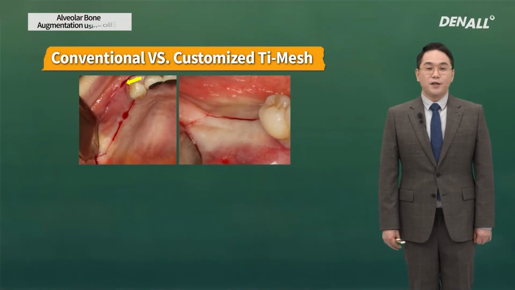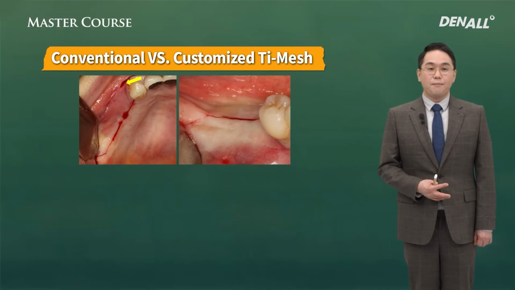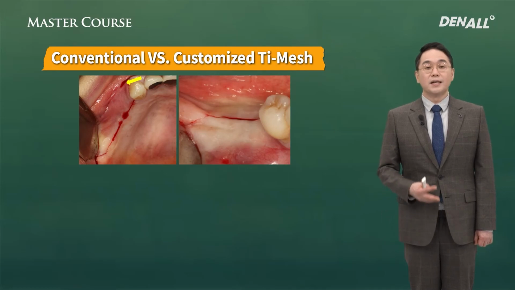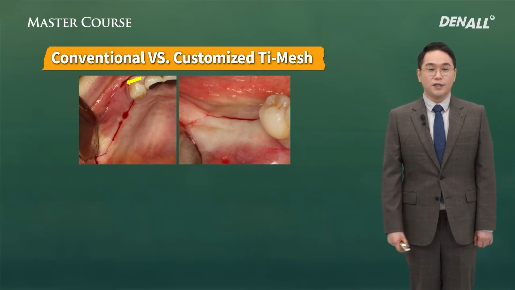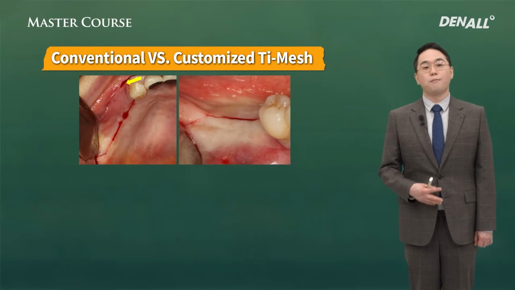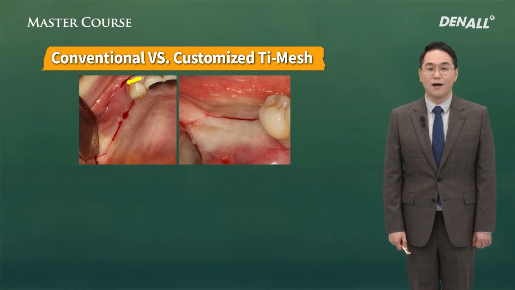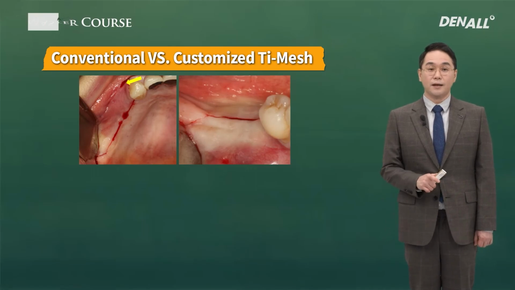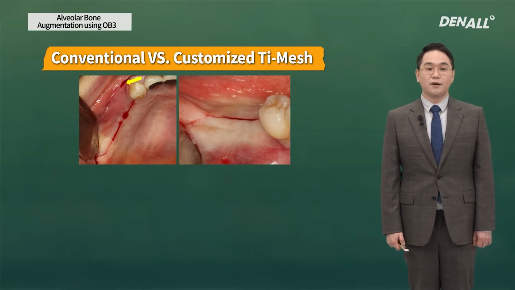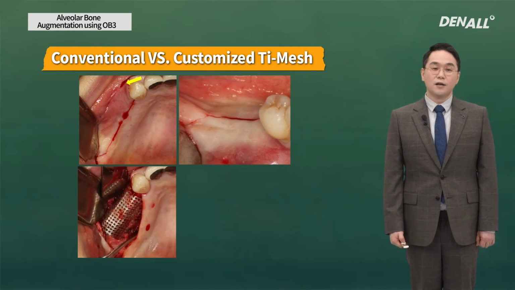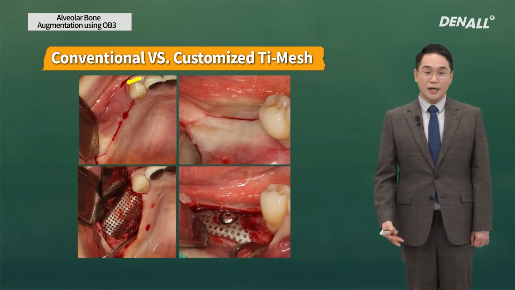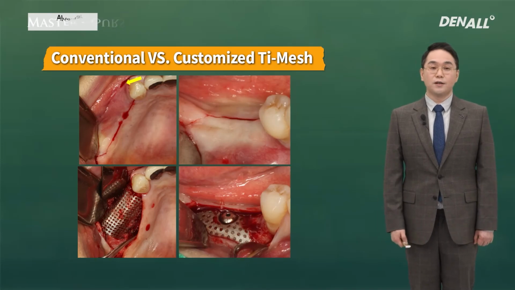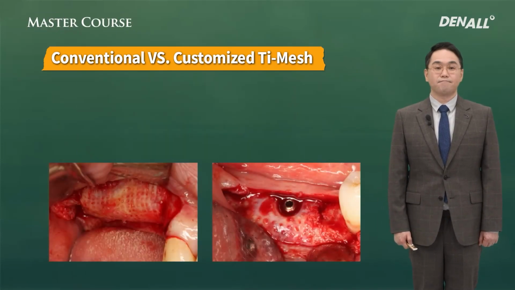I show you this case to show that Jawbuilder is easy to use and easy to remove. In order to remove it, the standard titanium mesh requires 2 vertical incisions and a wide-ranging flap dissection. But for the Jawbuilder, at the beginning, 2 vertical incisions are required. However, to remove it, you don't need that. For a surgeon, Jawbuilder is much more convenient to use, and it is convenient to remove it as well.